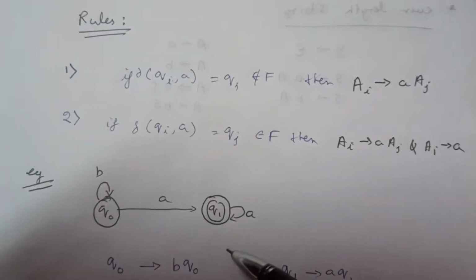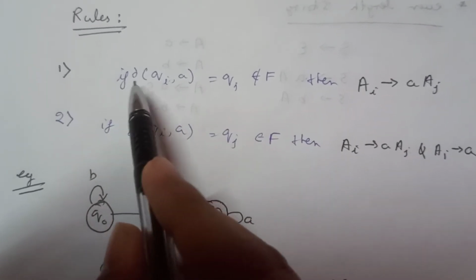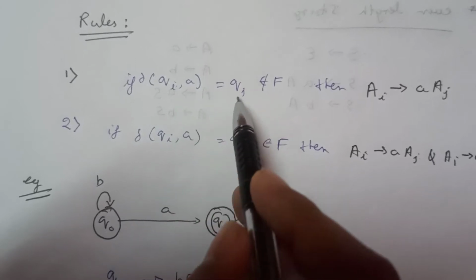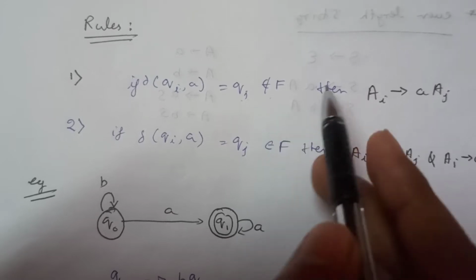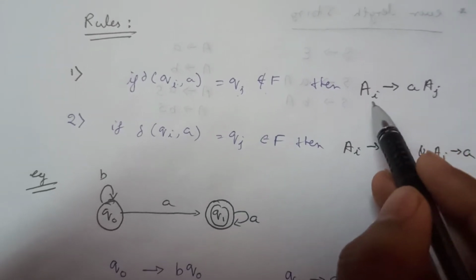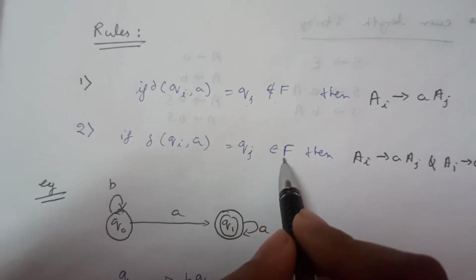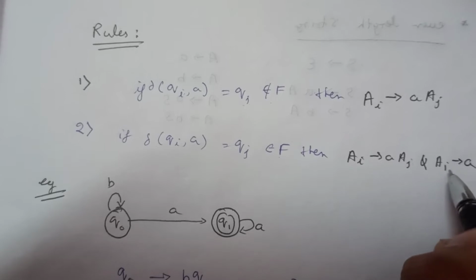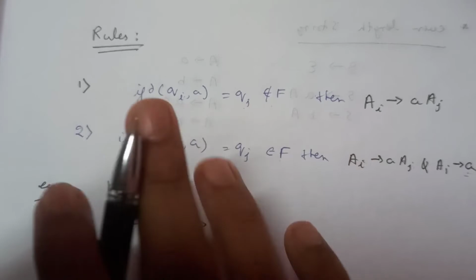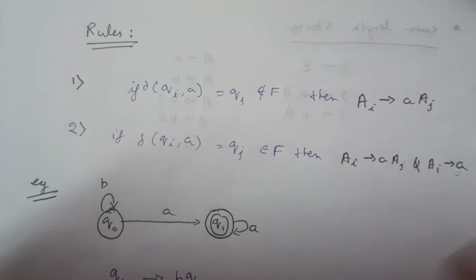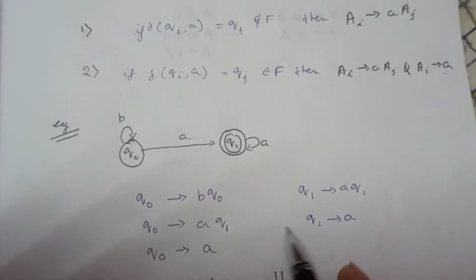So here are the rules, and here is the example we will see. So first check, if for qi comma a it goes to qj, and this qj is not a final state, then this production rule is included in the set of production rules. And if it is a final state, then along with this production rule there is also a production rule without the state, only the terminal. So I think you understood nothing from these rules. Okay, don't worry, I will just show you an example, then you will understand it.